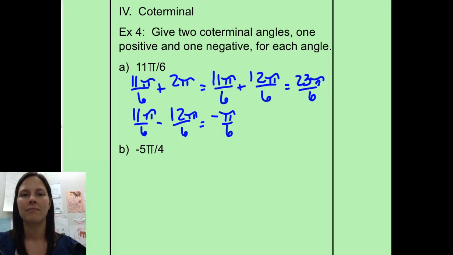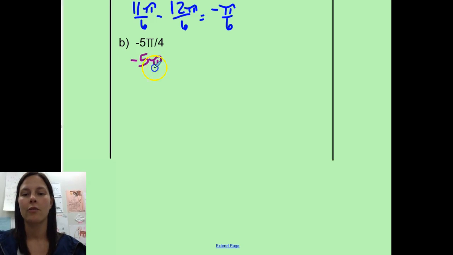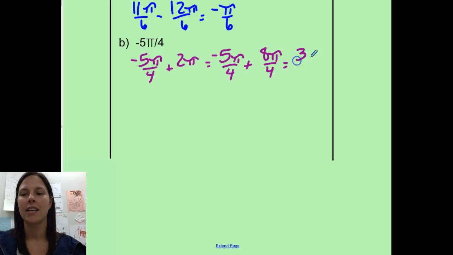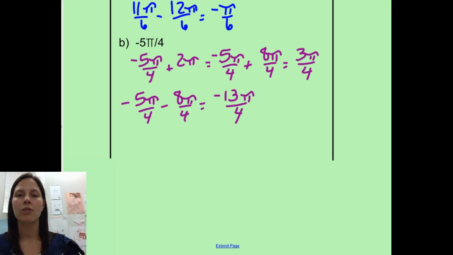Taking negative 5 pi over 4 and adding on 2 pi to get a positive coterminal angle. Finding a common denominator, I will multiply 2 pi by 4 over 4 to give me 8 pi over 4. So my positive coterminal angle is 3 pi over 4. Subtracting that 2 pi, or 8 pi over 4, to get a negative coterminal angle, I have negative 13 pi over 4.